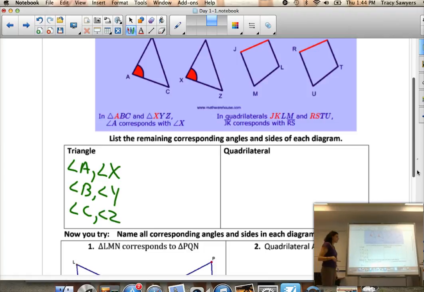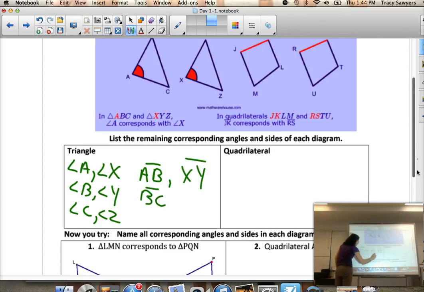Now, we can also talk about the sides that are corresponding. Again, we can look here at these statements. So I'll start and do the first one for you. AB is corresponding to XY. Very good. BC is corresponding to YZ. And then what's the last one? Don't look at the picture. AC corresponding to XZ. Good. Okay? I know you're going to want to look at the picture, but the pictures are going to start to get very complex.